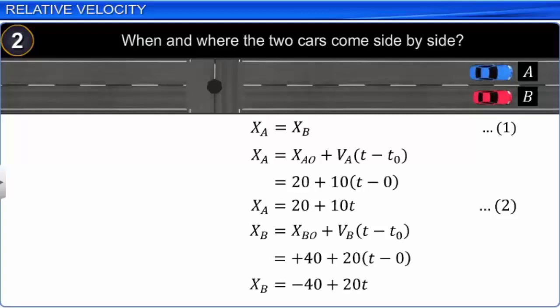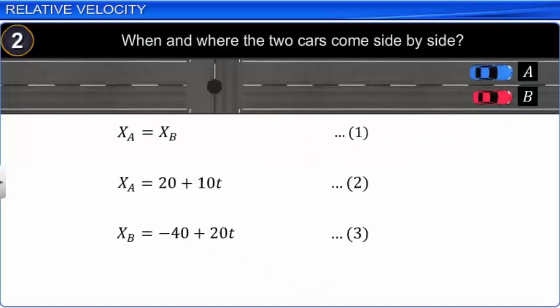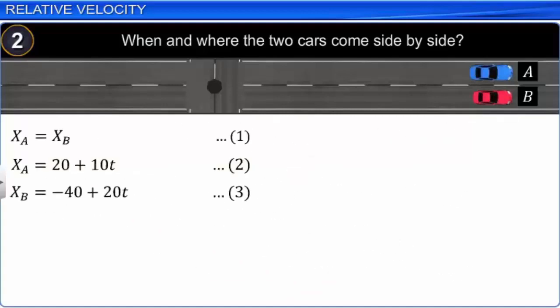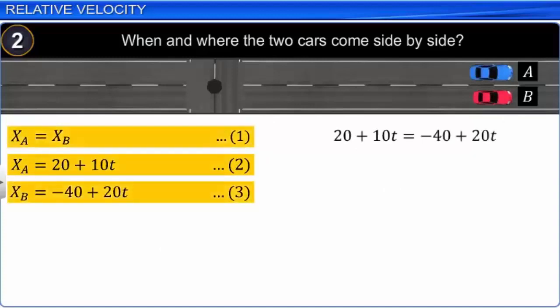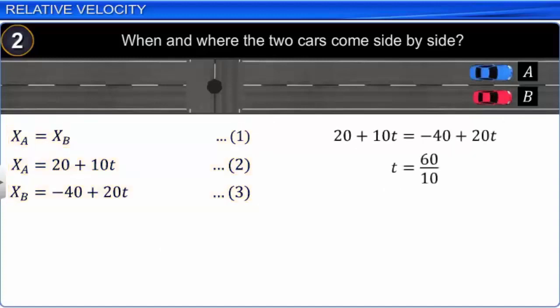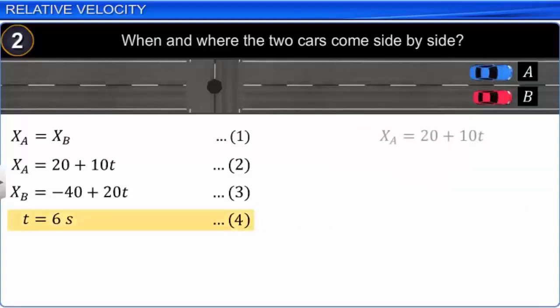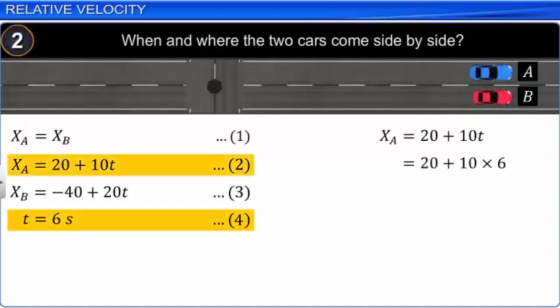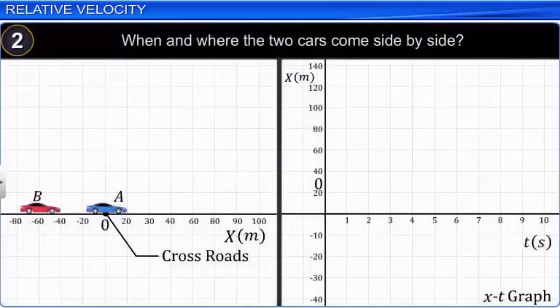Substituting equations 2 and 3 in equation 1 and further simplifying, we get t equal to 6 seconds. This is equation 4. Further substituting equation 4 in equation 2, we get XA equal to 80 meters. The two cars A and B come side by side at 6 seconds when their position coordinate is 80 meters.